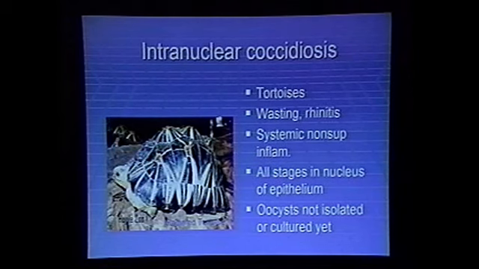Occasionally, merozoites can be found in the cytoplasm of macrophages, but probably due to phagocytosis following rupture of an infected cell rather than a developing stage occurring in the cytoplasm of the macrophage. The oocysts have yet to be isolated or cultured, so the life cycle of this parasite is undetermined. By electron microscopy, we know that it is an apicomplexan coccidian parasite.